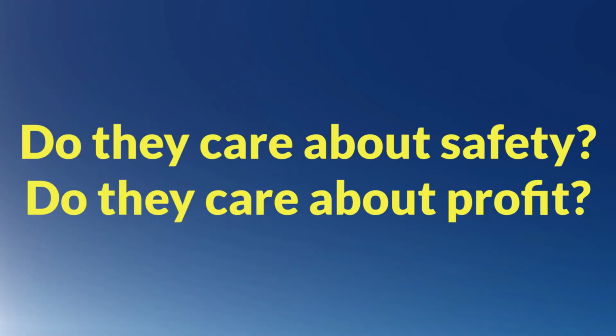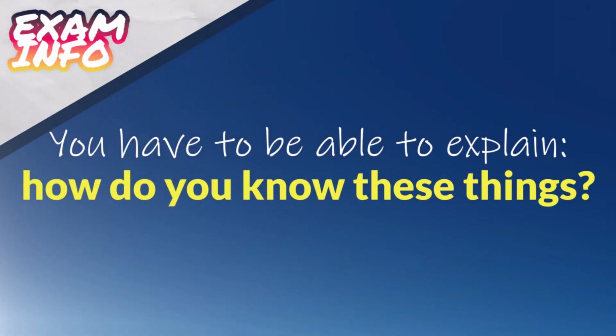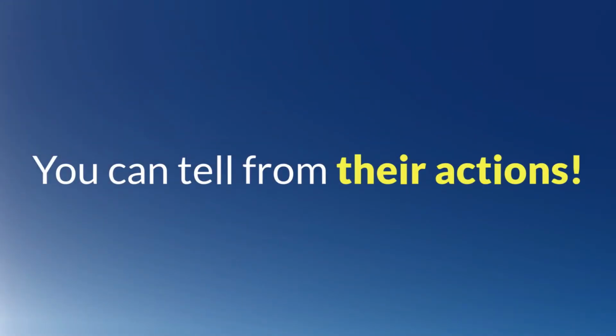So you have to be able to see whether an organization cares about safety. Do they care about safety? Do they care about profit? Do they care for the vulnerable people, or do they not care at all? So you have to be able to know these things. And then you also have to explain, how do you know these things? Well, let me tell you, how do you know? You can tell from their actions. You could tell whether an employer cares from their actions.